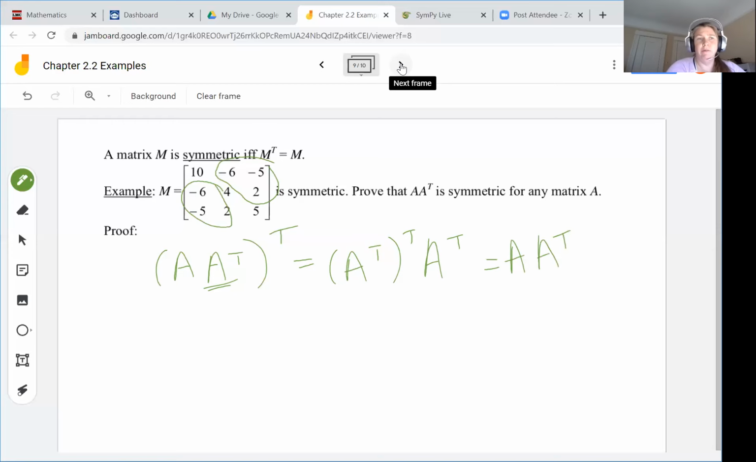So we just showed if we take A times A transpose and transpose it, we get back out the same result. So anytime you're trying to build a symmetric matrix, just take matrix A, multiply it by its transpose, and there's a symmetric matrix. All right, in the next section, we're going to learn about the inverse of the matrix. So this concludes section 2.2's videos, and then we'll look at the inverse in section 2.3.